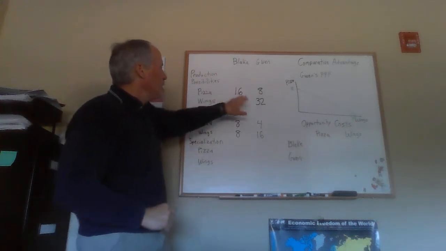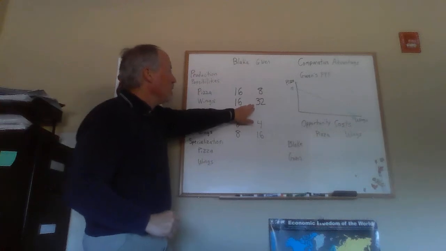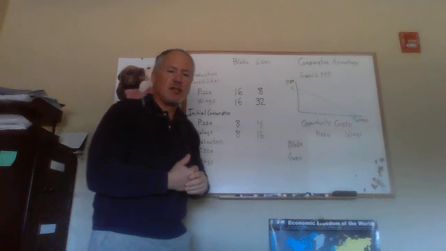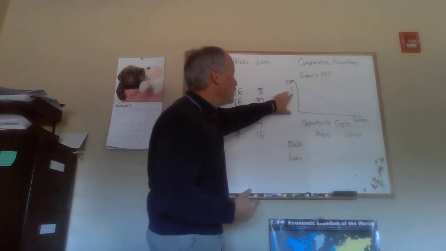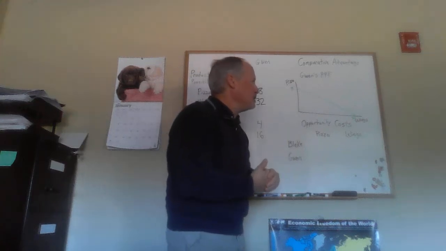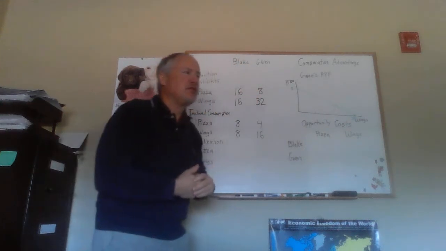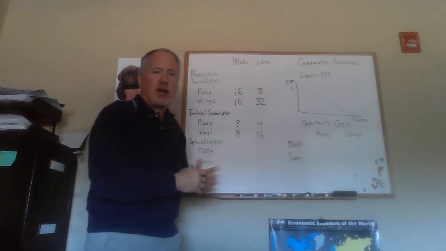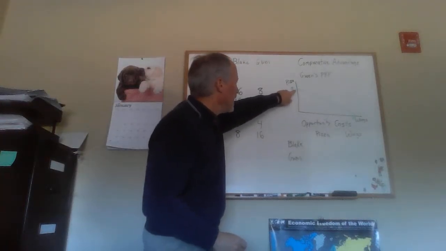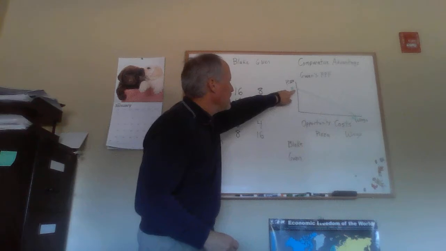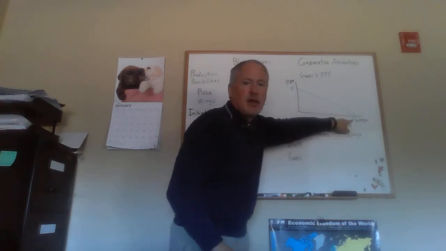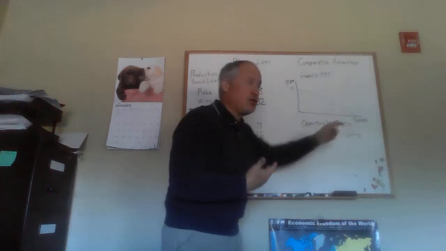We can take the numbers for one of the two people and plot their own personal production possibilities frontier. I've done that for Gwen here simply because there's not enough room on the board to draw two production possibilities frontiers and have all the other numbers I want up here. So here's Gwen's production possibilities frontier. The intercept on the pizza axis is 8. The intercept on the wings axis is 32.